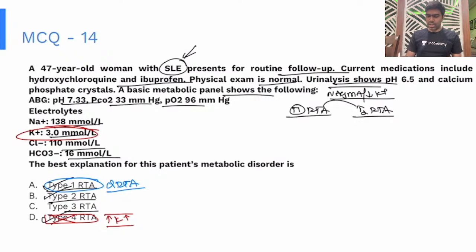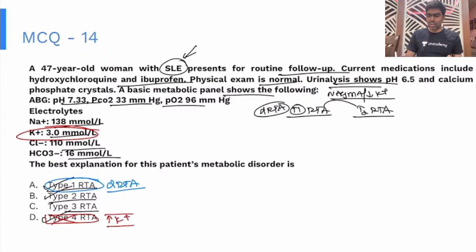In type 1 RTA, that is distal RTA, acidosis will be very severe. Generally the bicarbonate levels will be less than 18. In type 2 RTA, generally the bicarbonate levels will be more than 18. There will be only a milder degree of acidosis. And type 2 RTA patients will be having bicarbonaturia.